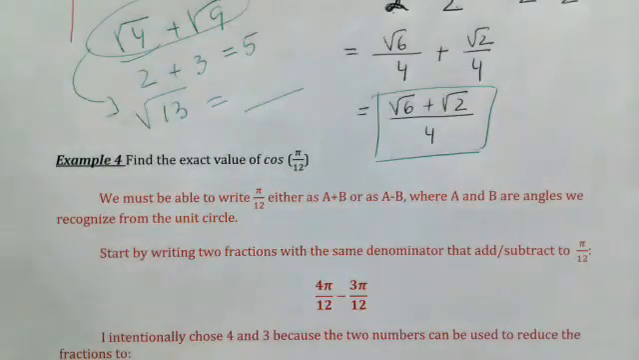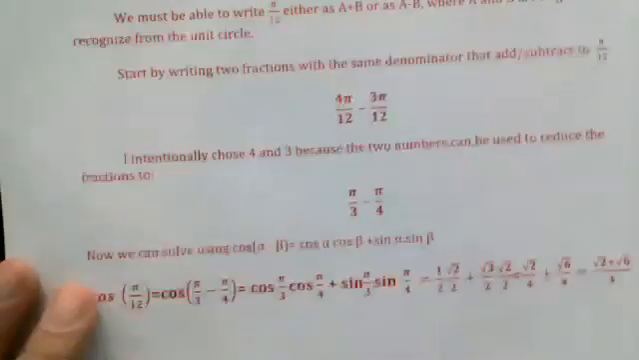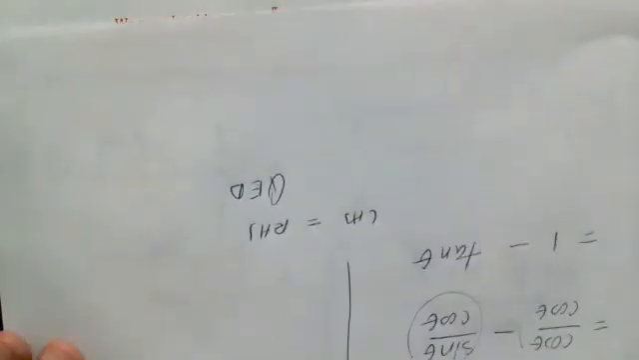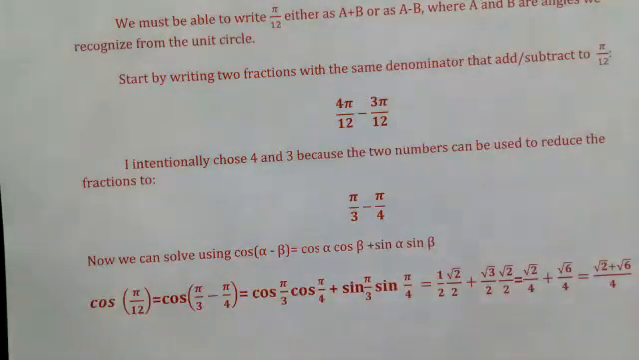So our final answer for example 3. Find the exact value of cosine of pi over 12. You already have the solution here.